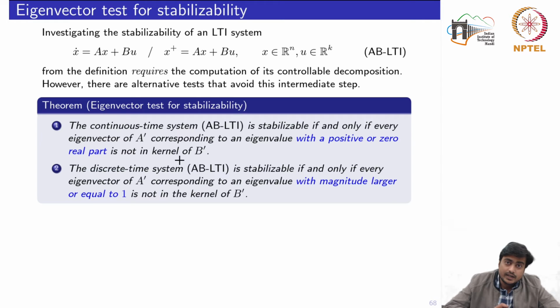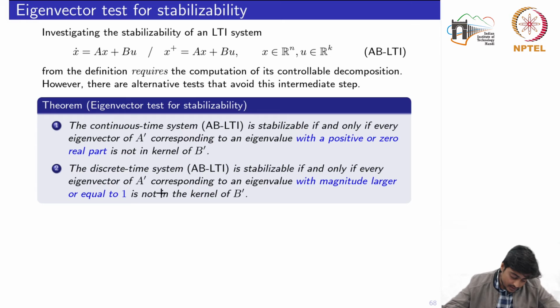So if you recall the eigenvector test for controllability, it was without these blue colored words. It was that every eigenvector of A transpose is not in the kernel of B transpose, irrespective of whether the eigenvalue is on the left hand side or the right hand side. But when we are testing for the stabilizability, we need to ensure that the eigenvector corresponding to only unstable eigenvalues is not in the kernel of B transpose.